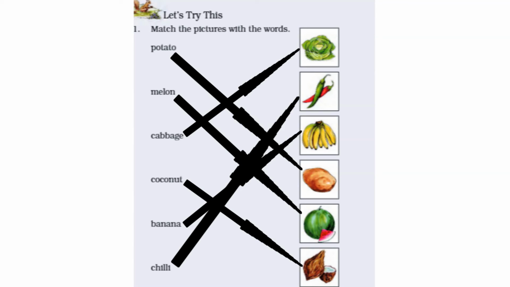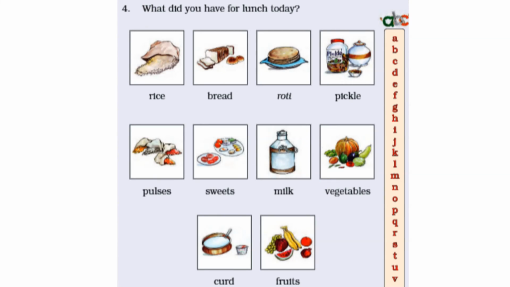Cool. So last question. What did you have for lunch today? So write your answer into the comment box and into your exercise book also. So my answer will be I had roti, curd, pickle and pulses in my lunch. Pulses are my favorite. Okay, next let's begin with next chapter.